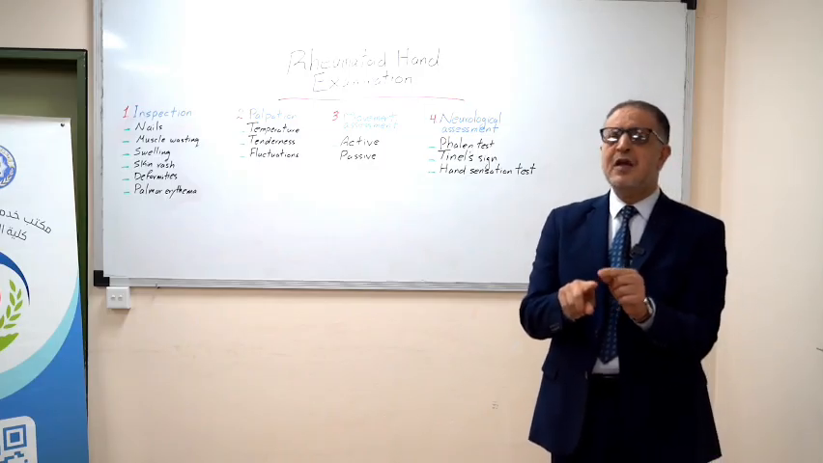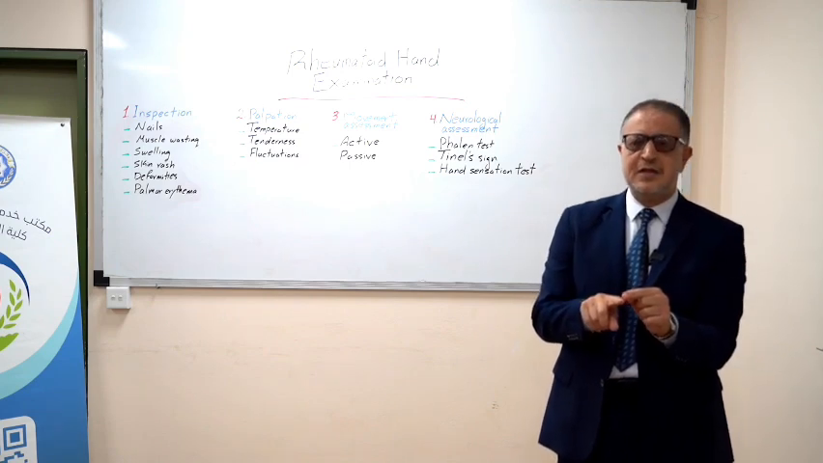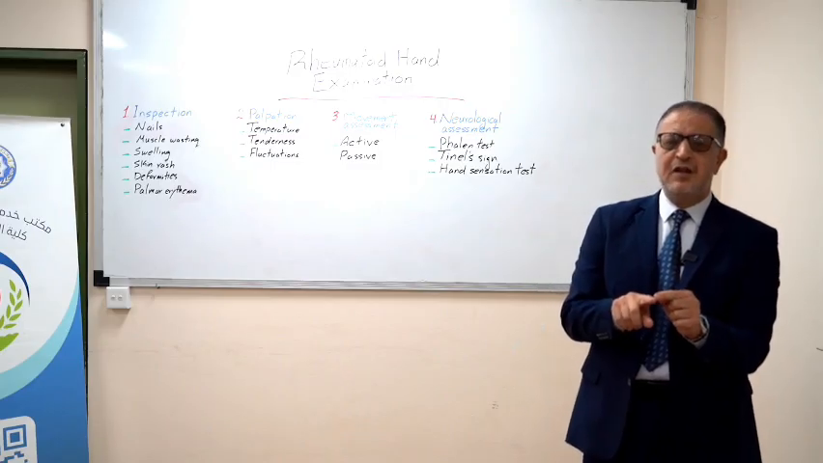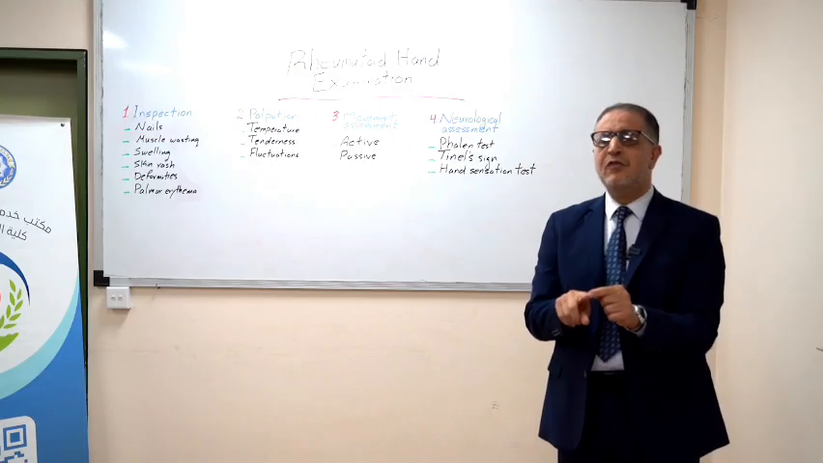Nail involvement is a very important differentiating point between the rheumatoid hand and psoriatic arthropathy. Psoriatic arthropathy can cause the same presentation as rheumatoid arthritis, with deformities and hand involvement. The differentiating point is the nail involvement. Rheumatoid doesn't involve the nails.